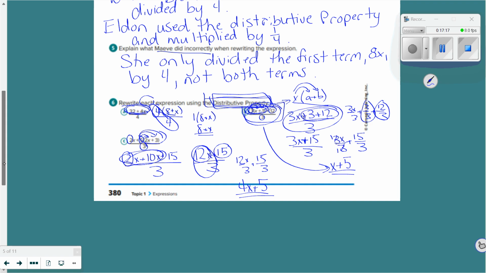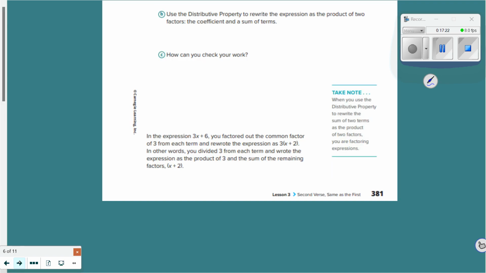Unless, like this one, where they gave us specific directions we had to follow. Okay, let's go to our next page.